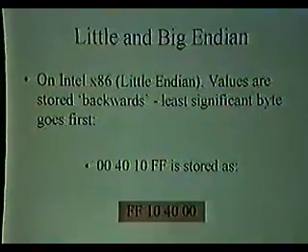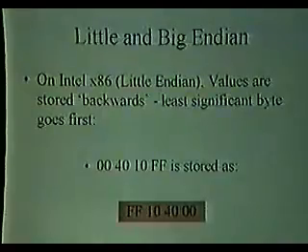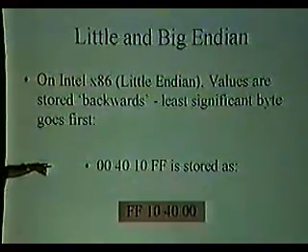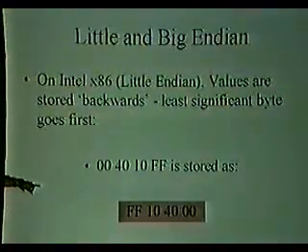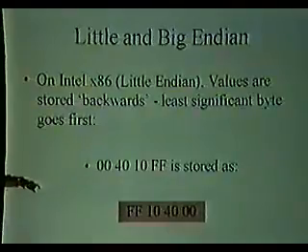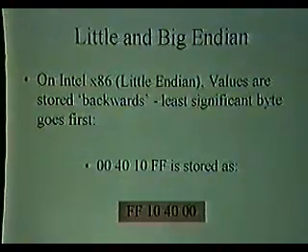Okay, so big and little endian. The Intel processor stores numbers backwards, in my opinion. What this means is, if I have a number 004010FF stored internally on the processor, it's actually FF104000. Sparc architecture, I believe, is big endian, which means it doesn't do that.